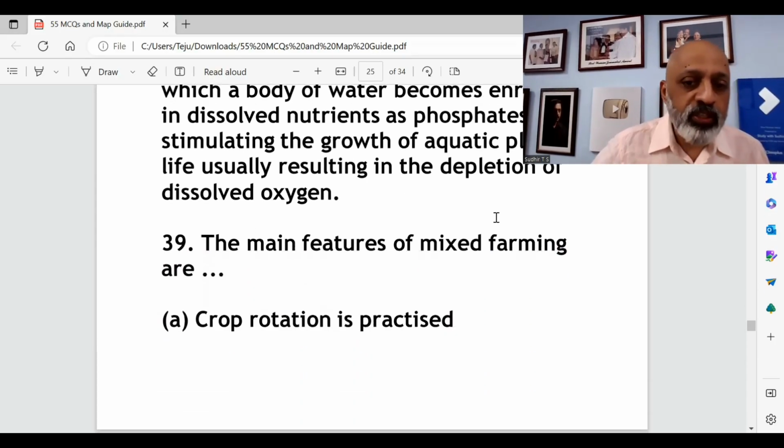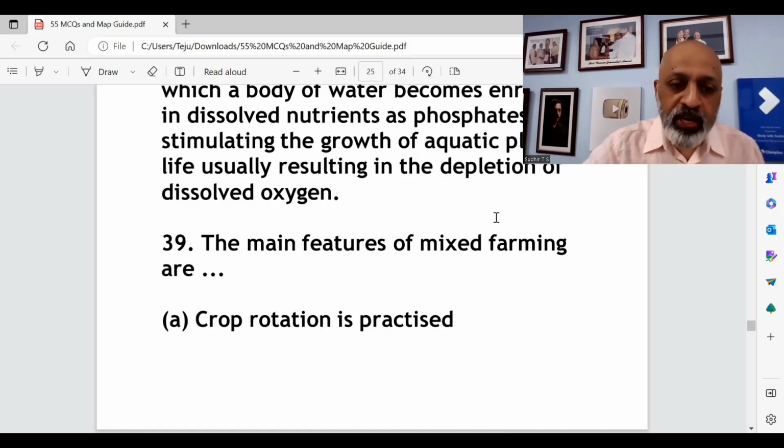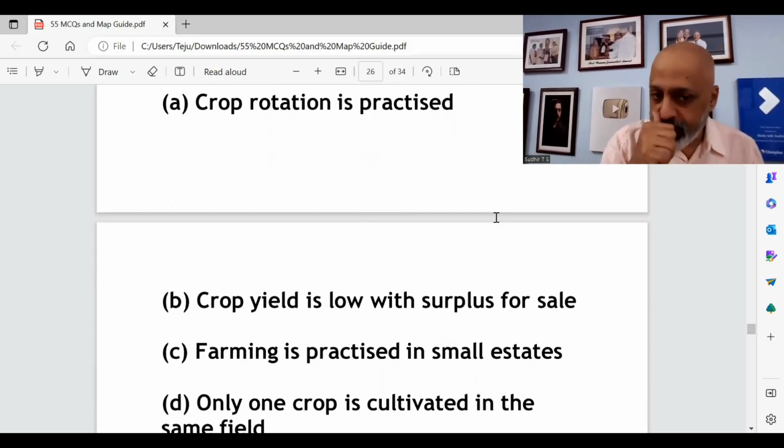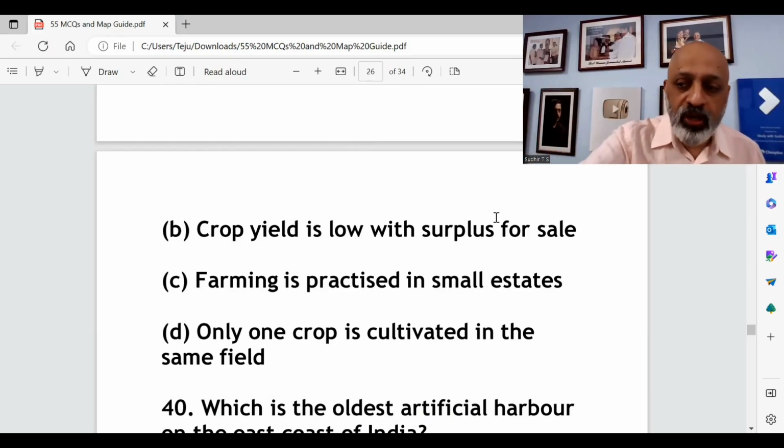The main features of mixed farming are: Crop rotation is practiced. Crop yield is low with surplus for sale. Farming is practiced in small estates or only one crop is cultivated in the same field. The correct answer is A. Crop rotation is practiced in mixed farming.